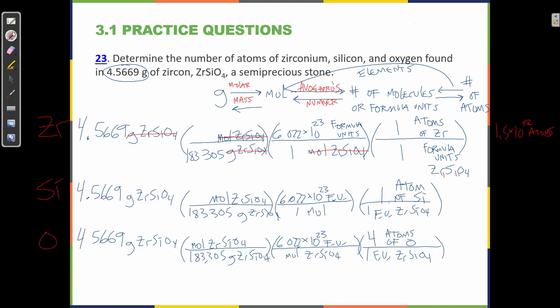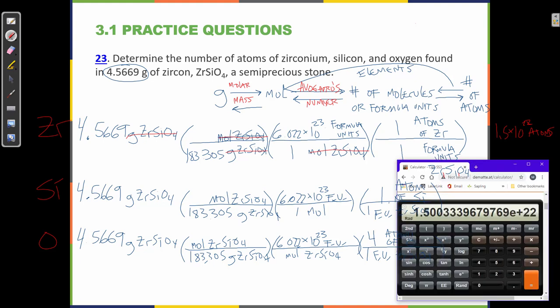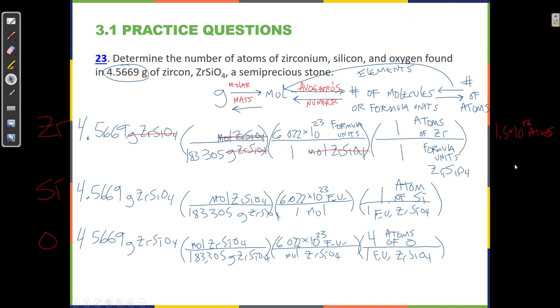I had five sig figs. So I should keep five of these. 1.5003. Okay, let's try the next one. Do the same calculation, so we would get the same number here, right? So I would get 1.5003 times 10 to the 22 atoms of silicon.